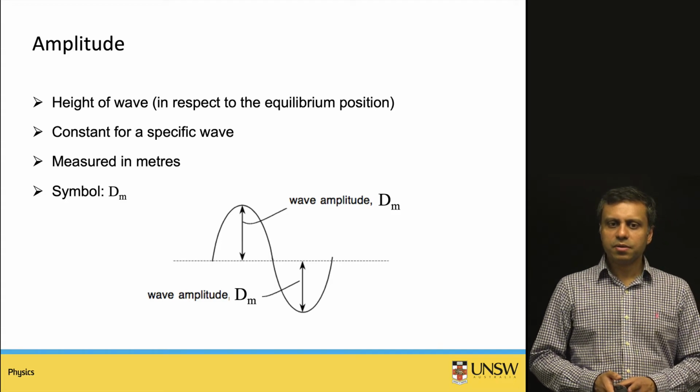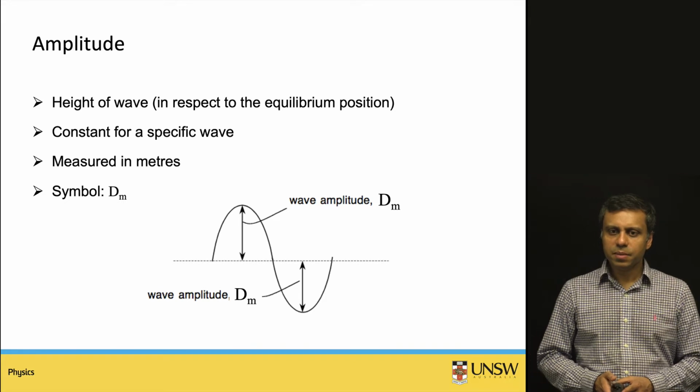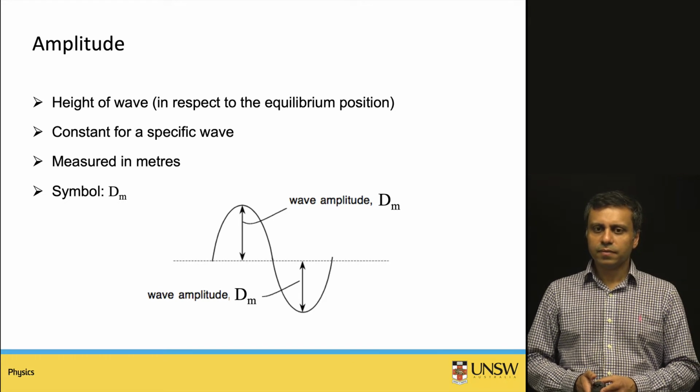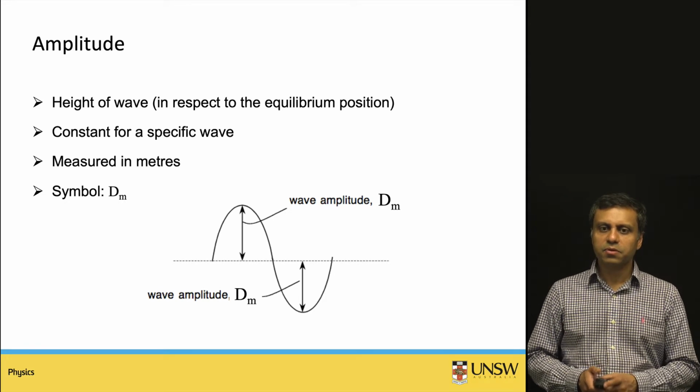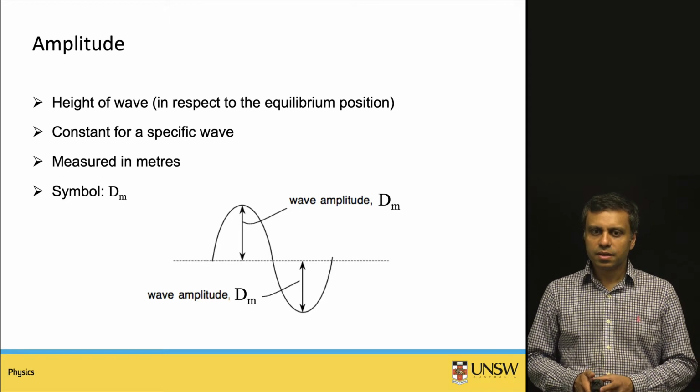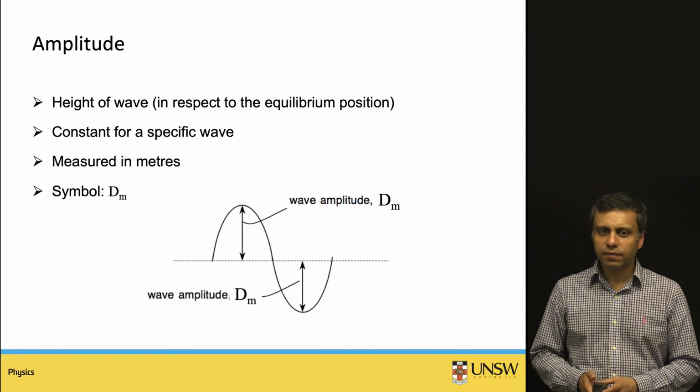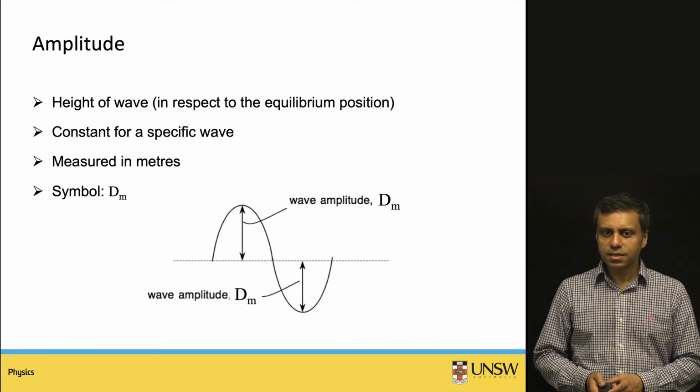What is the amplitude of the wave? This is the maximum displacement of the wave in the vertical direction, in this case, from the equilibrium position. So you can also think of this as the height of the wave. This is measured in meters typically.